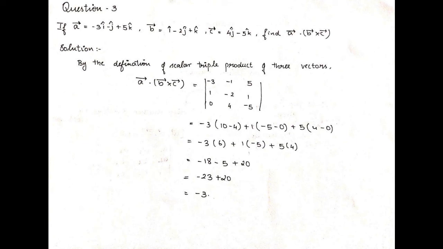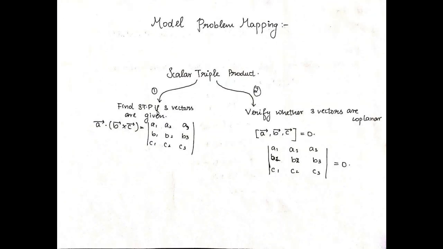We want to find the determinant value. Minus 3 into (10 minus 4) minus 1 into (minus 5 minus 0) plus 5 into (4 minus 0) is equal to minus 3 into 6 plus 1 into minus 5 plus 5 into 4, which is minus 18 minus 5 plus 20, that is minus 23 plus 20. Therefore, the determinant value is minus 3.